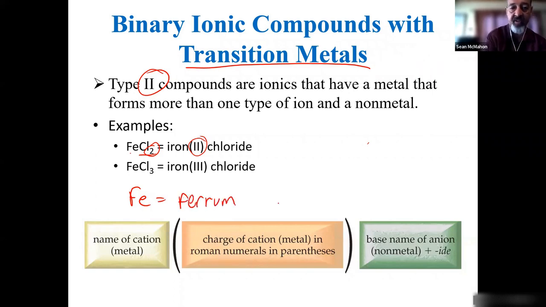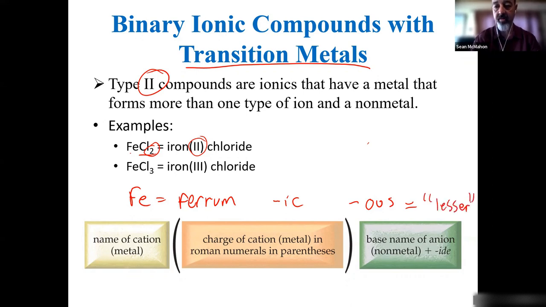And we have 2 suffixes, the -ic and the -ous. So how I remembered it when I was in school is the -ous sounds like the lesser charge. The -ic is the higher charge. So iron 2 is less than iron 3. So this would be ferrous chloride. And this would be ferric chloride because it's the 3.